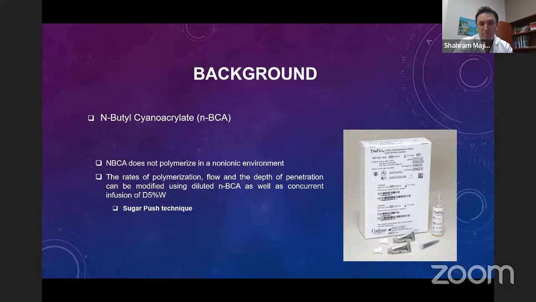NBCA does not polymerize in a non-ionic environment, so the rate of polymerization, flow, and depth of penetration can be modified using diluted glue, as well as concurrent infusion of D5 in water solution. This technique has been previously utilized in AVM embolization or dural AV fistula, and is called the sugar push technique.